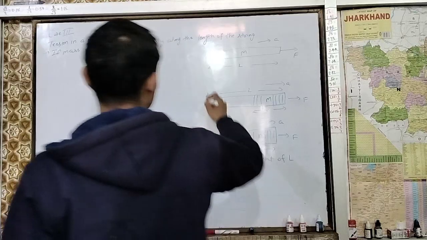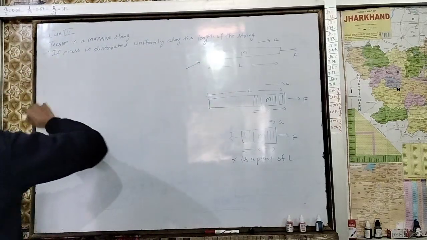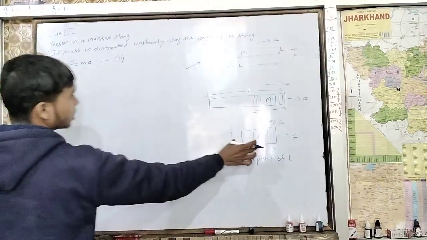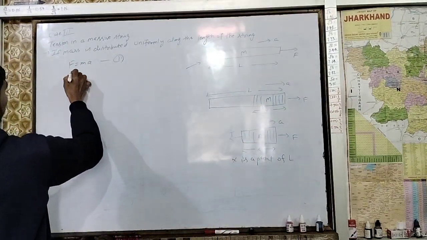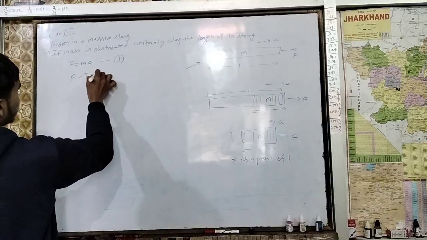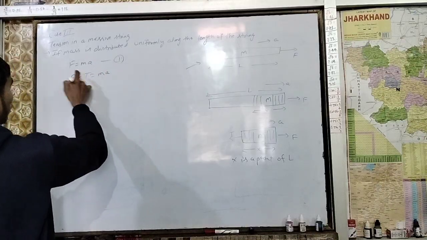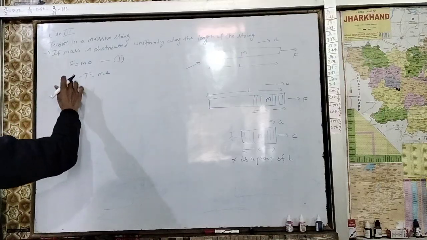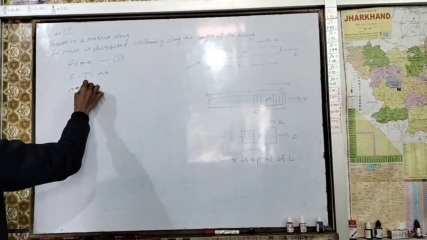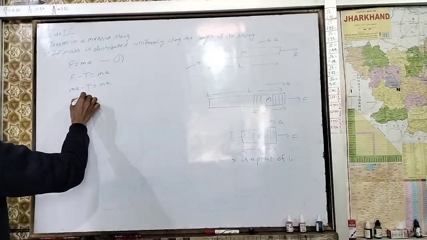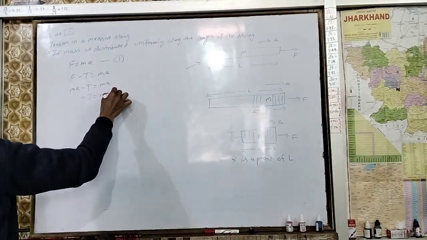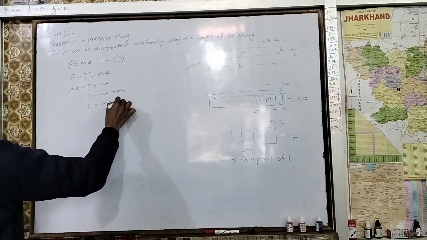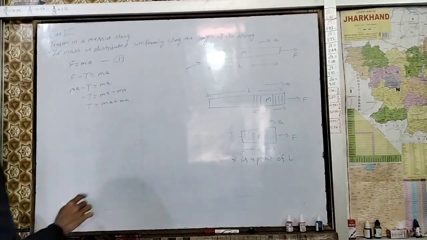Now try to understand. The force for this figure will be F is equal to ma, which is the first equation, and the force for this second figure will be F minus T, which is equal to m2a. Over here we know the value of F. So this will be ma minus T, which is equal to m2a. So minus T, ma minus m2a. So T will be ma plus m2a. Clear?